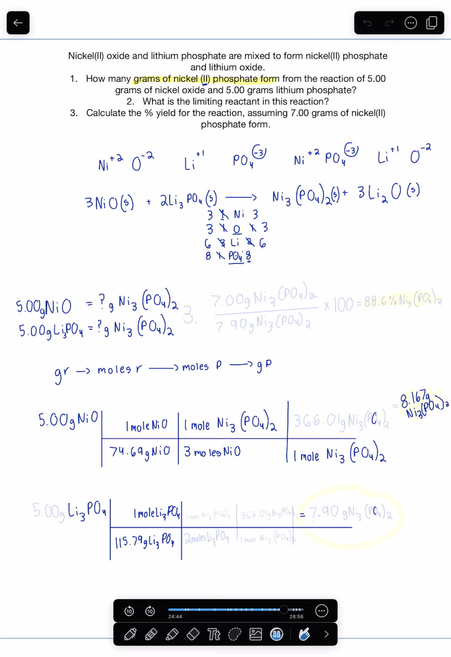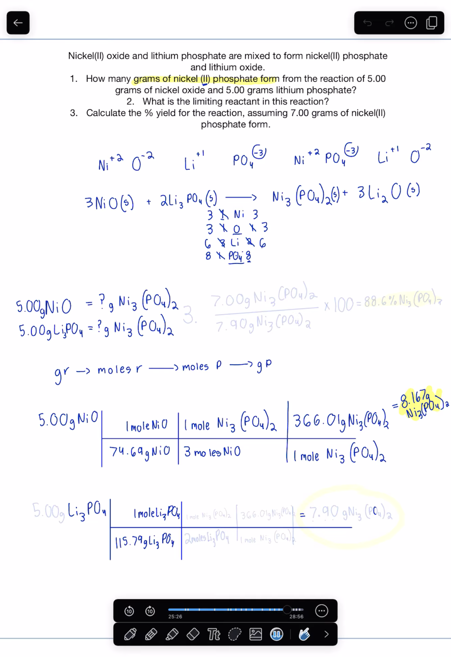All right, so as you can see, I added moles of nickel phosphate down there, so that can cancel out. And our last step is to find the molar mass of nickel phosphate. So I got 366.01 grams of nickel phosphate. So I'm going to go ahead and do this whole equation. All right, so 8.167 grams of nickel phosphate has been produced from nickel oxide.